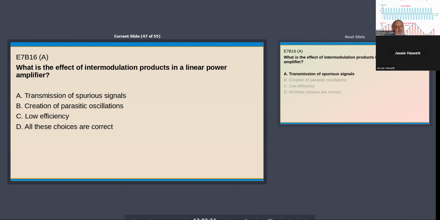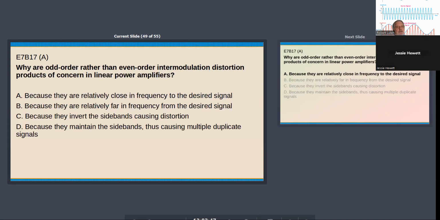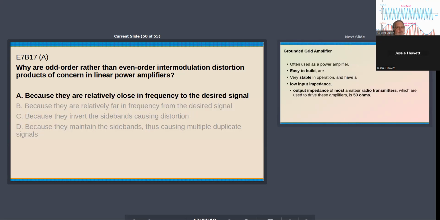What's the effect of intermodulation products in a linear power amplifier? Spurious signals. Yeah. Why are the odd order rather than the even order intermodulation distortion products of concern? They're harder to filter. Why are they harder? Closer in frequency to the desired signal.